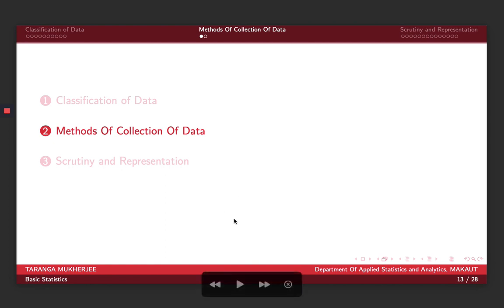The next idea will be how a dataset can be collected. So this question we'll discuss in the next video.